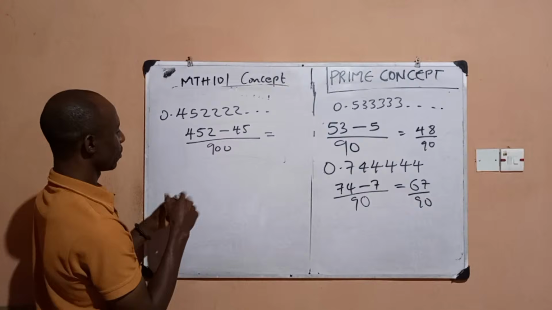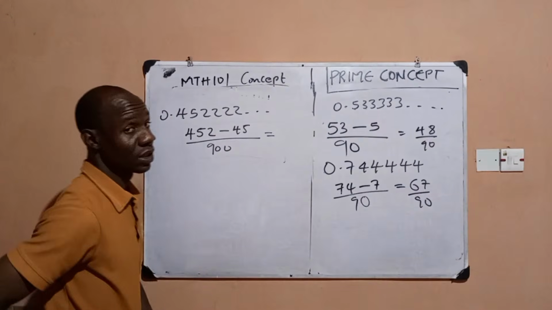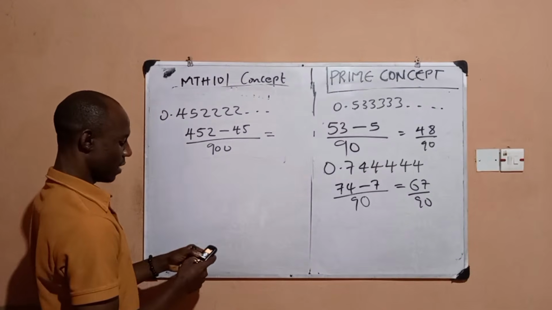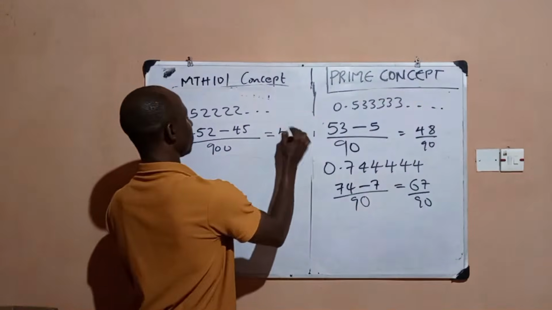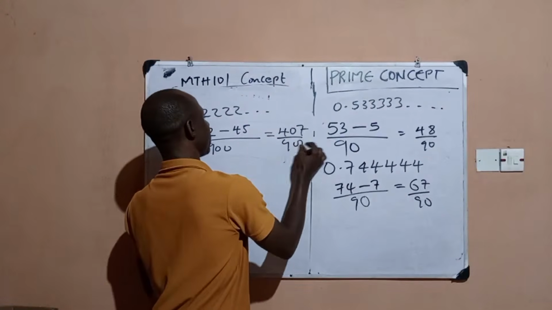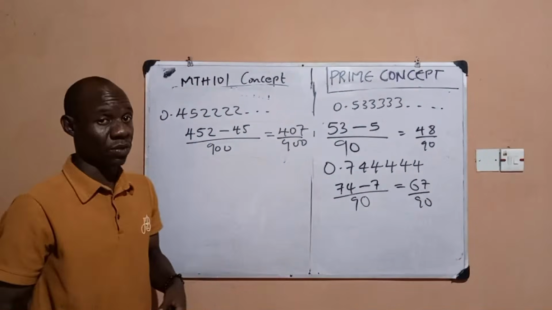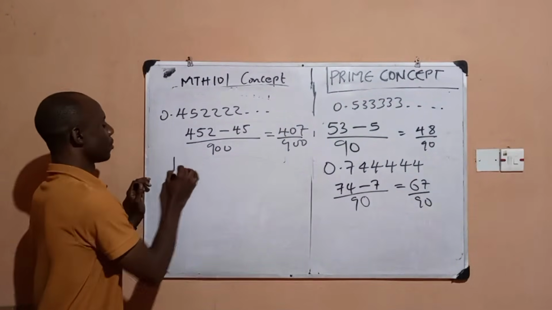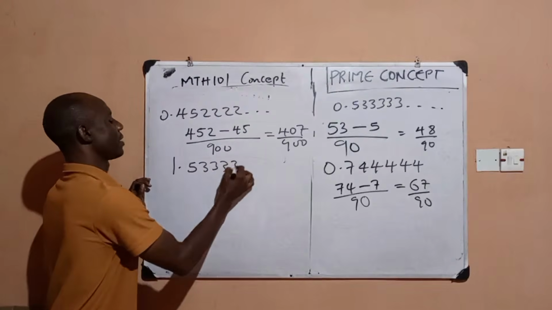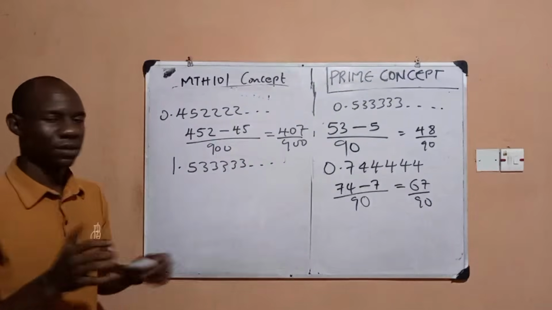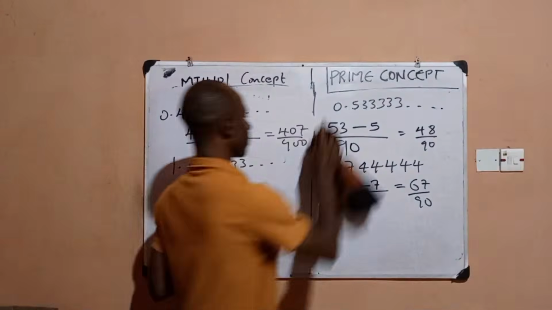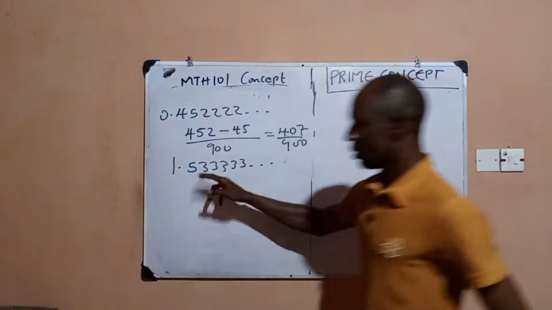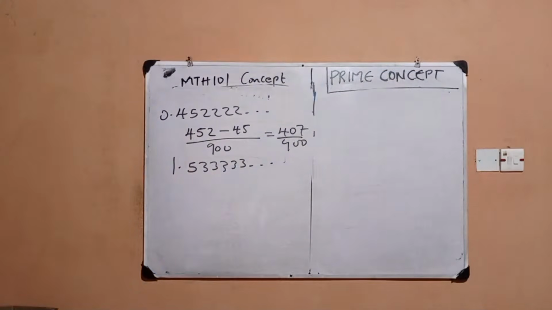So this minus this, what will it give us? You can do that subtraction. You won't need a calculator, but I don't want to waste my time. 452 minus 45 is 407 over 900. You can always confirm this with your calculator, of course you won't do that in the exam. So let me give you the last one. They can give you 1.533333. Can you do this one? Same method.